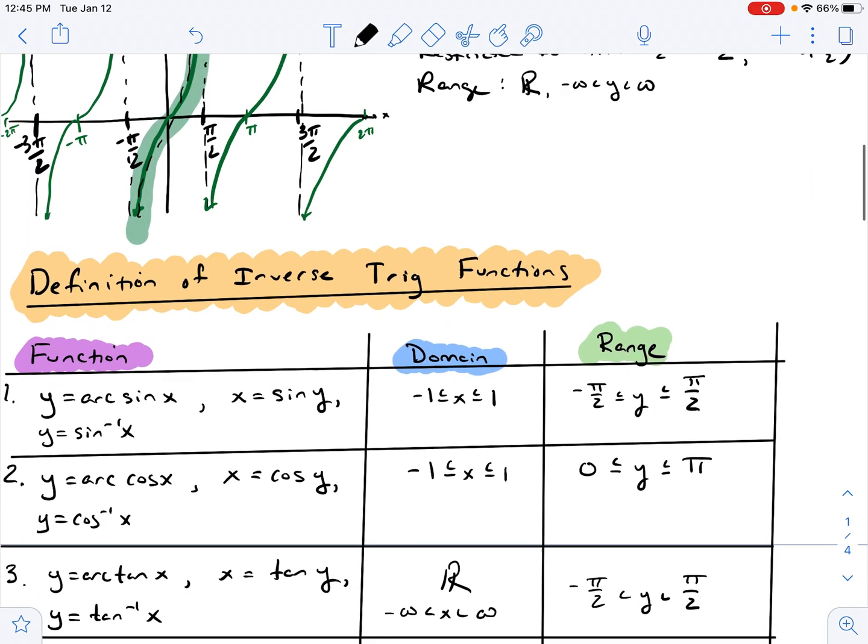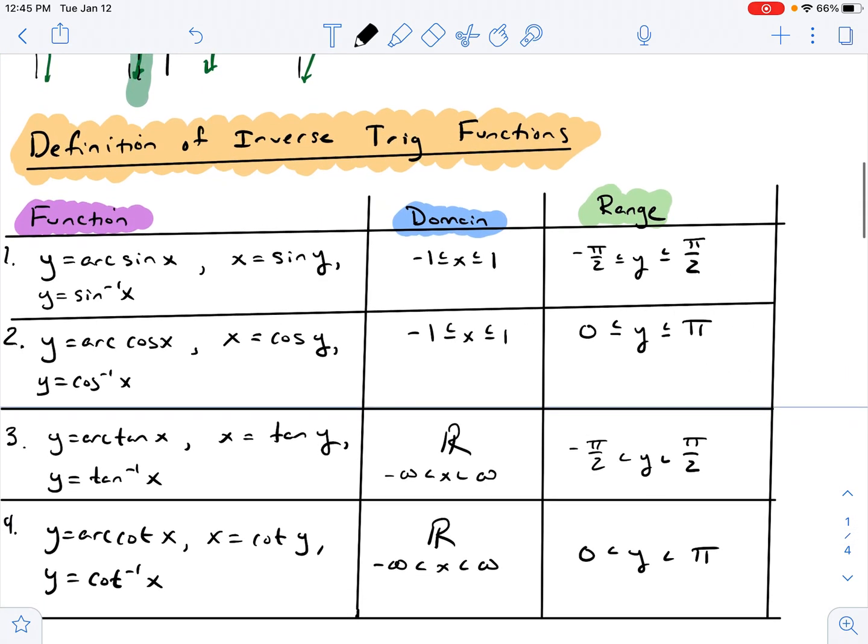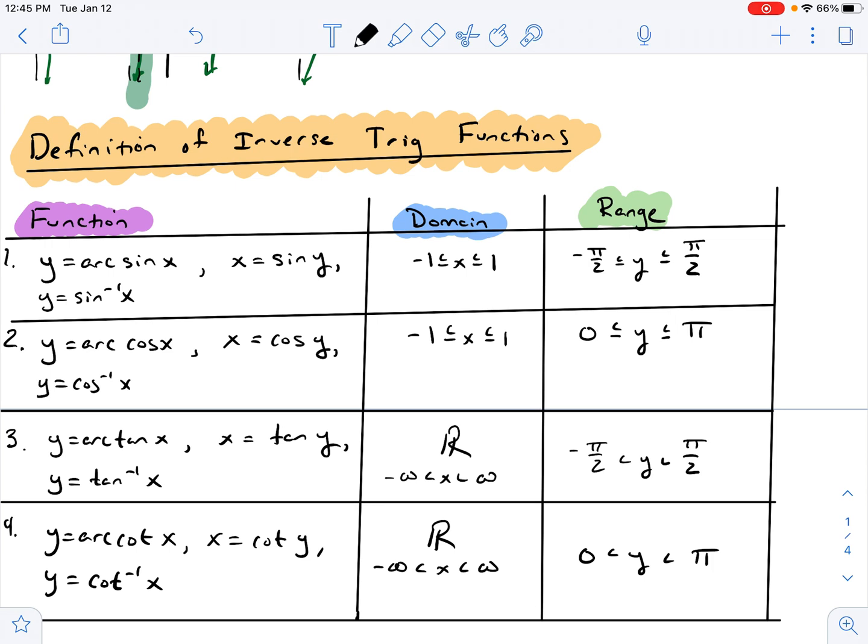Definitions of inverse trig functions, okay? There are 6. There's an inverse for all 6 original trig functions, but we're just going to focus on 4 of them here. Okay, and the first 3 go exactly with the 3 that we looked at up above, and then I've also thrown in the inverse cotangent function down below here as well.